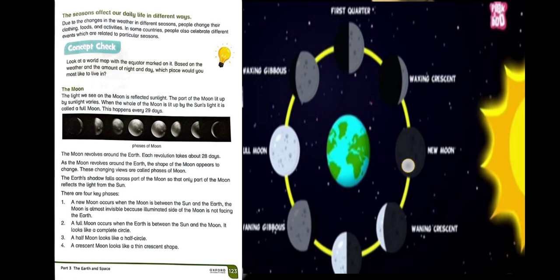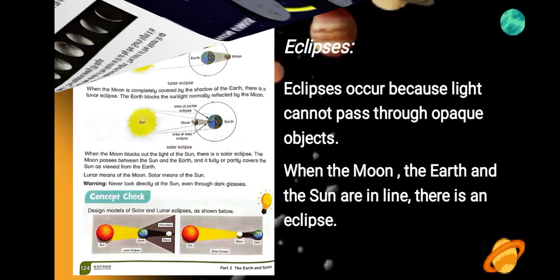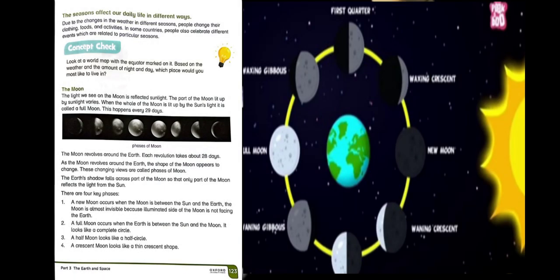New moon. The moon is between the sun and the earth. It is almost invisible because the illuminated side of the moon is not facing the earth. After 2 or 3 days, it changes into waxing crescent. After a few days, it changes into first quarter. And after a few days, it changes into waxing gibbous. And after a few days, it changes into full moon.